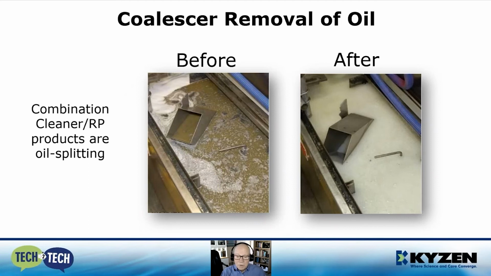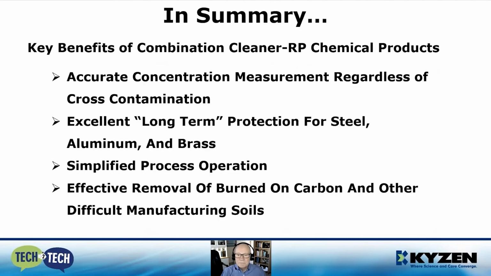This kind of a splitting product lends itself very nicely to coalescers, where you can remove the oil effectively. Here's a couple of photos showing what the surface of the bath looks like before turning the coalescer on, and then after turning it on. And it makes a big difference and keeps the cleaning solution, wash and rinse, very clean.